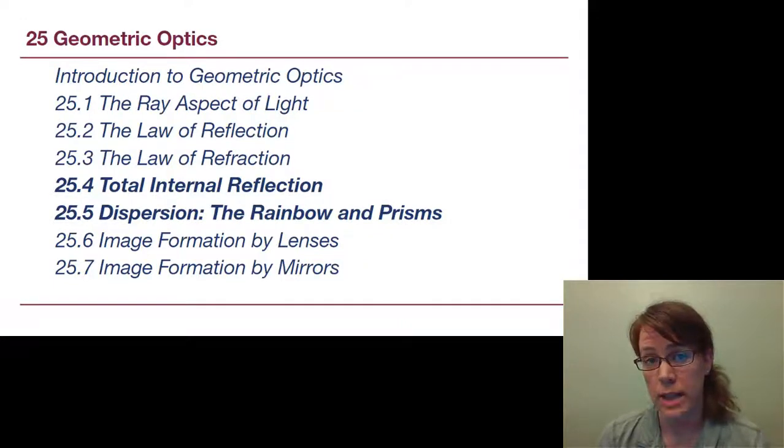So this is the second of two videos that are meant to replace a missing lecture for one reason or another. In the first video, we talked very briefly about what we mean by the ray aspect of light, the fact that we're going to be drawing lots of pictures where light is just an arrow, because that's really how we can treat light coming from a distant source.